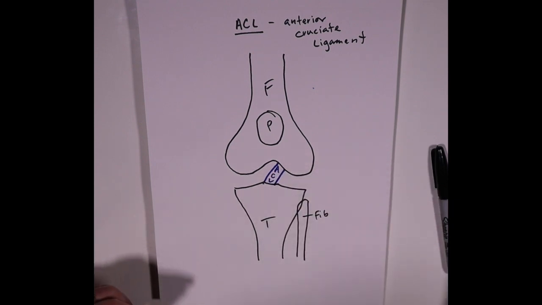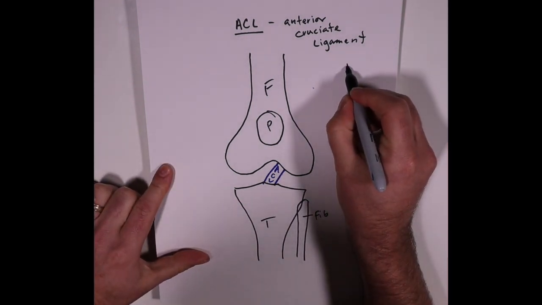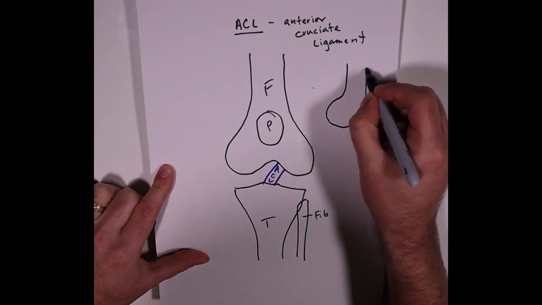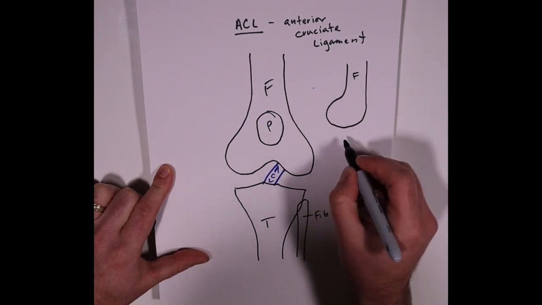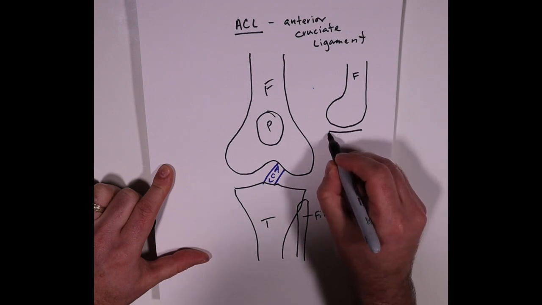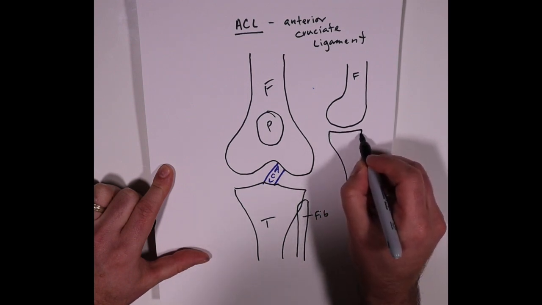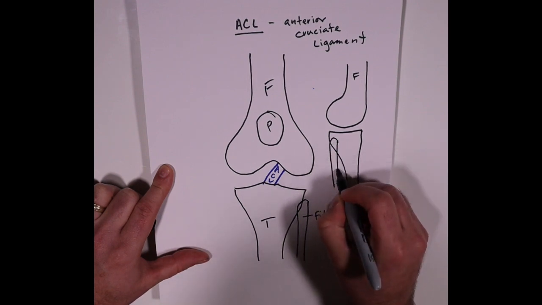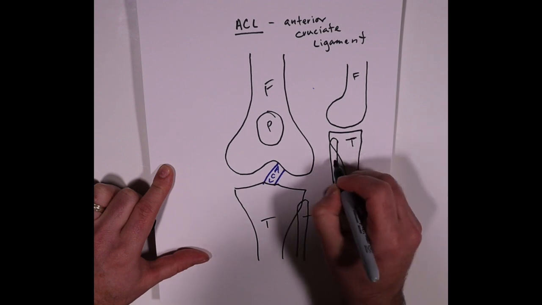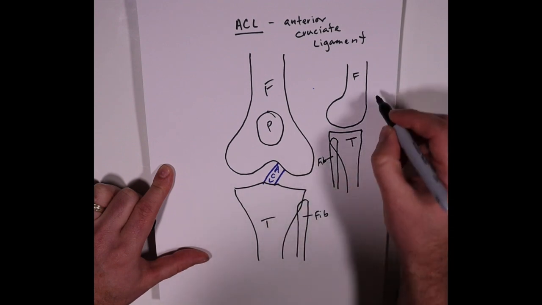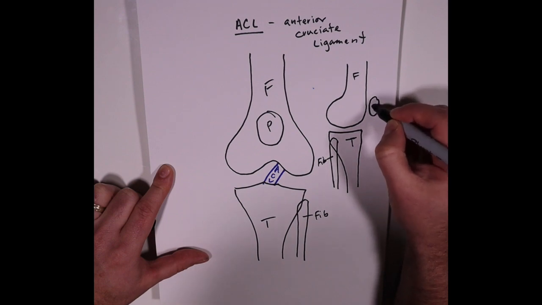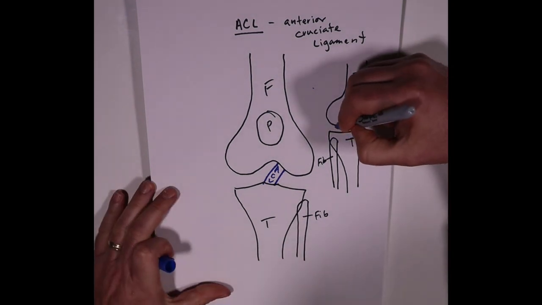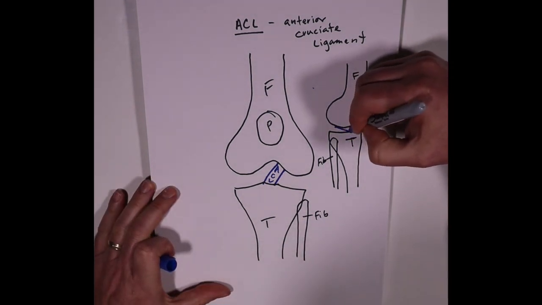So if we're looking at that from the side, there's our femur, tibia and fibula, and our patella. The ACL will look like it's running from posterior to anterior.